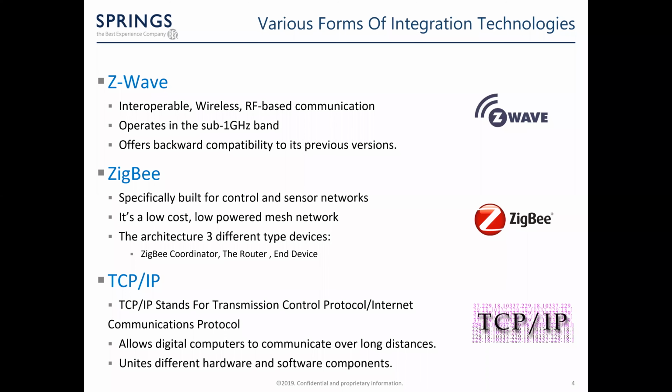For Zigbee, this technology was also specifically built for control and sensor networks on an IEEE 802.15.4 standard for wireless personal area networks. It's also a product of the Zigbee Alliance. It's known to be a low-cost, low-powered mesh network widely deployed for controlling and monitoring applications, where it covers 10 to 100 meters within range.